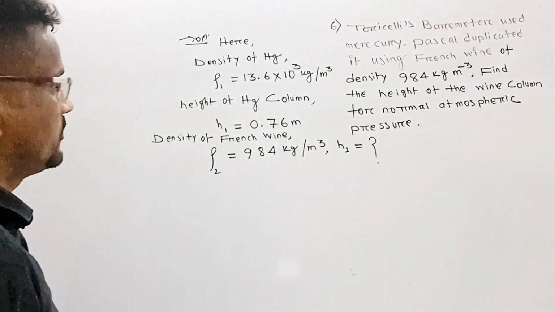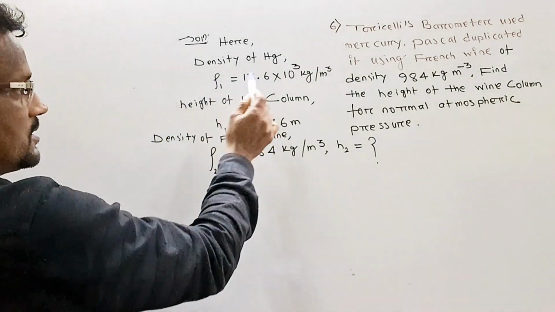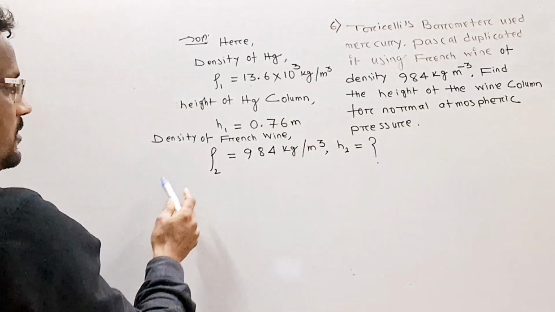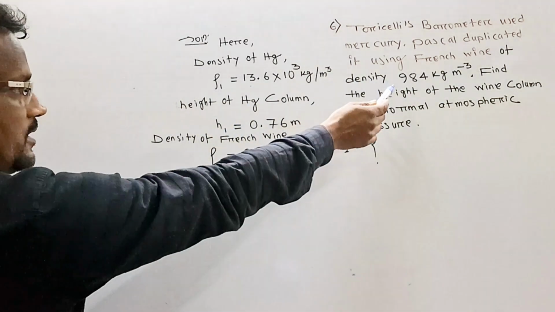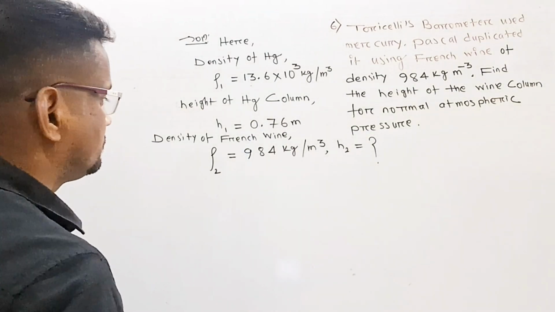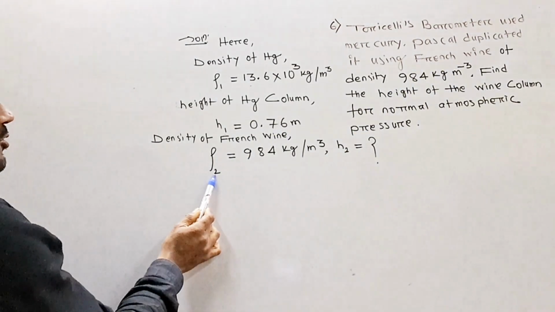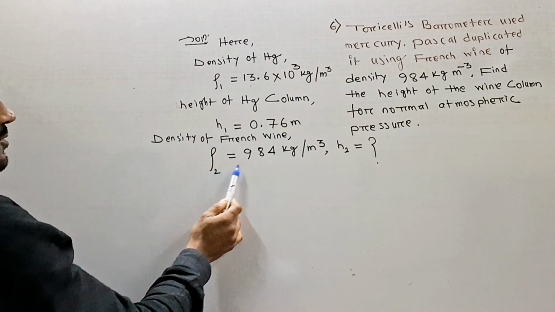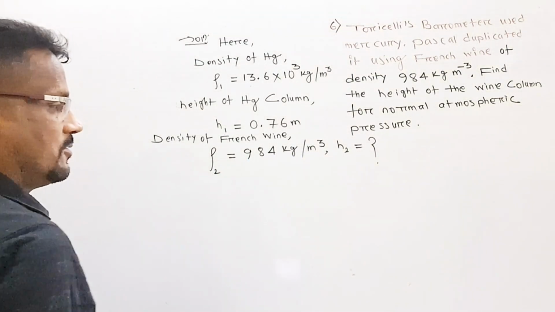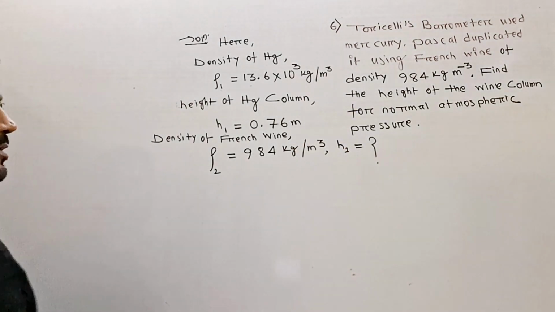Here we are going to take the density of mercury, rho 1, as 13.6 into 10 to the power 3 kg per meter cube. The height of the mercury column is given, say it is H1, that is 0.76 meter. And the density of French wine is also given, let us take it as rho 2, 984 kg per meter cube. We have to find out H2, that is the height of the French wine column.